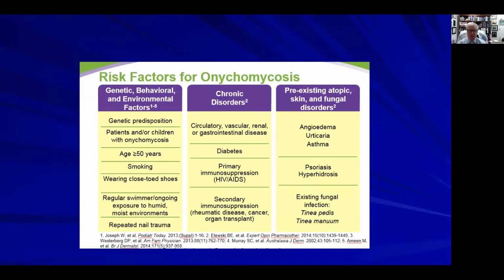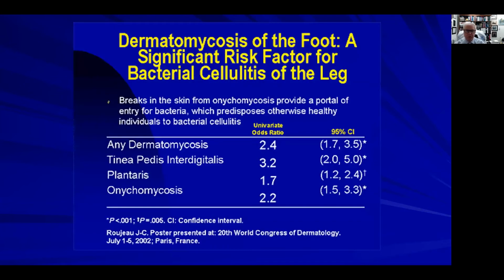The risk factors: there's some genetic component. Age is a risk factor here. Repetitive nail trauma, presence of chronic diseases, circulatory diseases, diabetes, any patient who's immunosuppressed, whether it's primary or secondary immunosuppression, and pre-existing atopic or fungal disorders can precipitate this and set up the local environment where dermatophytes will thrive. Patients with hyperhidrosis, patients who sweat profusely, are at increased risk for this occurring.